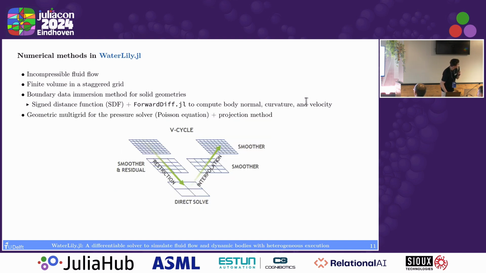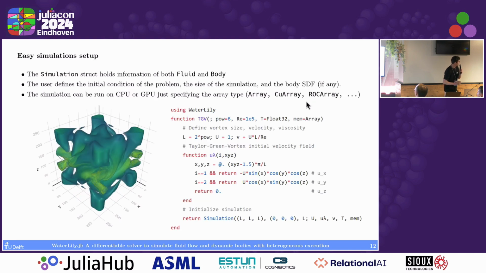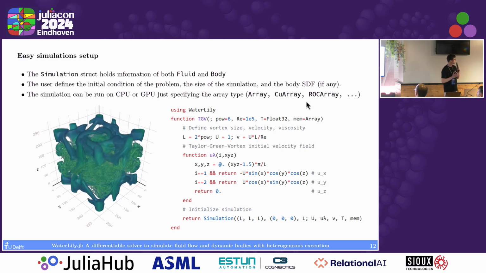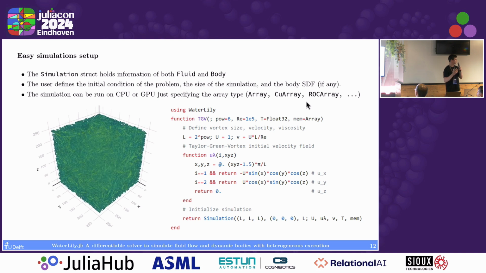And a bit more about the numerical methods in WaterLily. We have a geometric multigrid because in this Cartesian grid, it's very easy to implement this to solve the pressure Poisson equation. And we have a projection method to do the time integration for the divergence-free constraint of the problem. So this is just a short recap of the numerical methods. And now I want to talk a bit more about how the setup is done in WaterLily. We have, let's say, three main containers. Here is a simulation that holds information about the fluid, which is another struct, and the body.